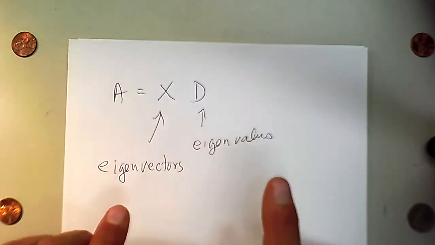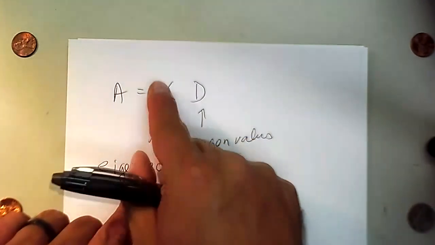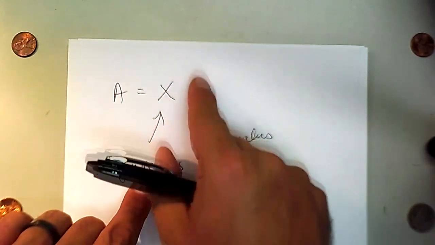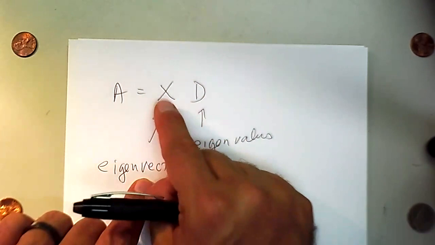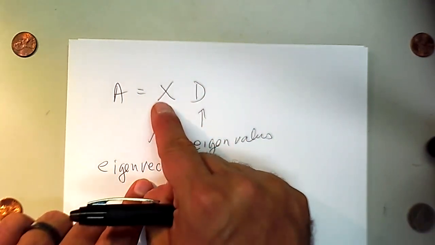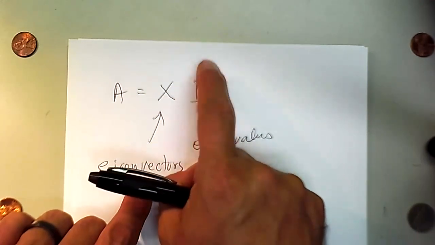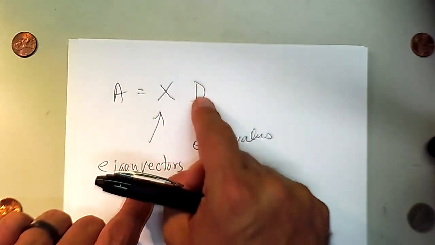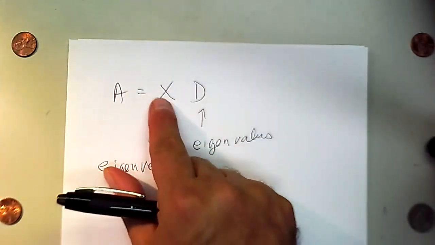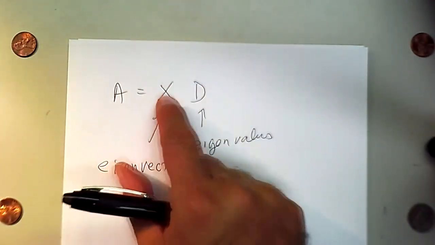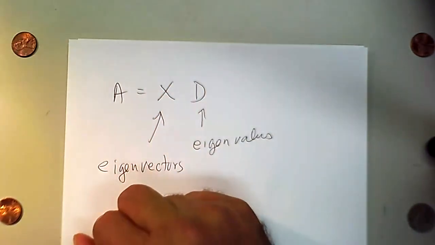Now, there's a catch. The columns have to be in the same order as the corresponding eigenvalues. So eigenvector 1 should correspond to the first entry of the diagonal matrix here. Vector 2, the second one that shows up in X, has to correspond to the second eigenvalue, and so forth.